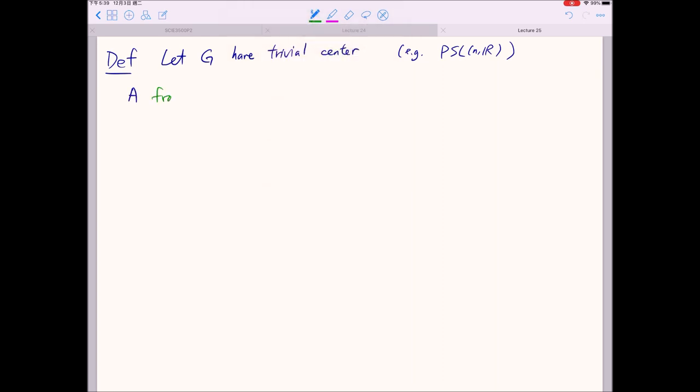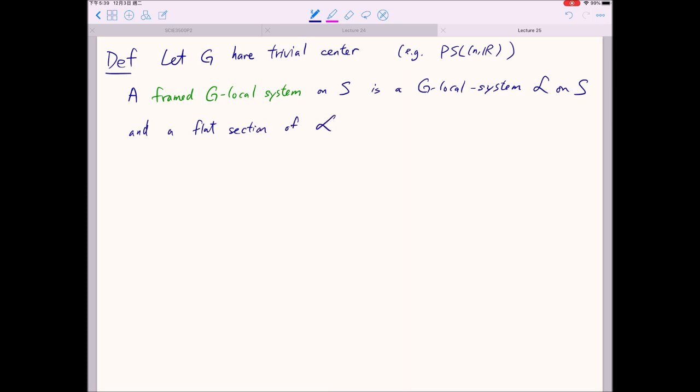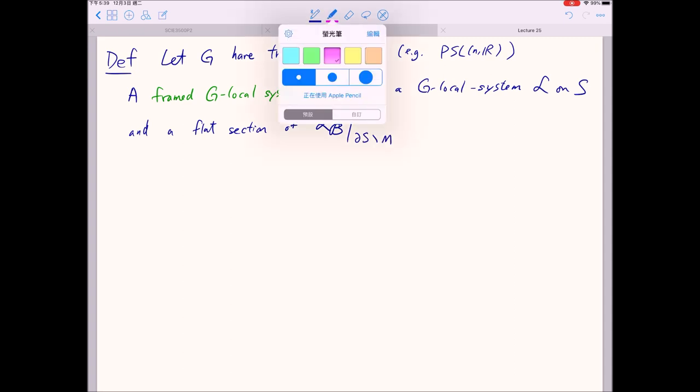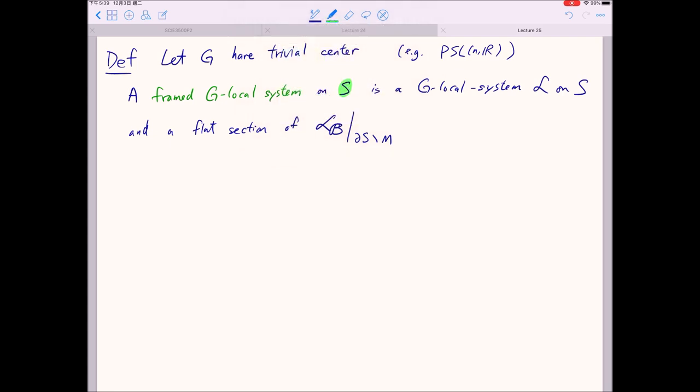So in this case, a framed G local system on S is a G local system together with a flat section of your associated flag bundle restricted to the boundary components of your surface. Remember, when we talk about the surface S, we have marked points and punctures on the surface. So the marked points may be punctures if they are in the interior, or they will lie on the boundary. Then the marked points will cut the boundary into components. Those boundary components cut out by the marked points, I will refer to as the punctured boundary.